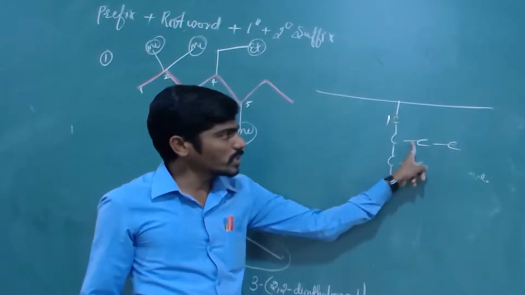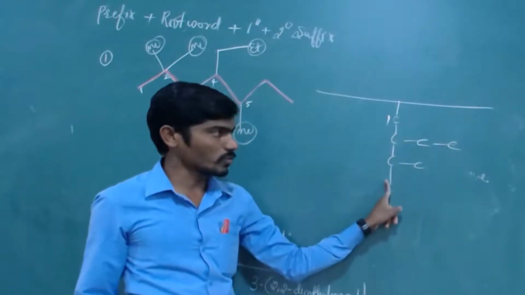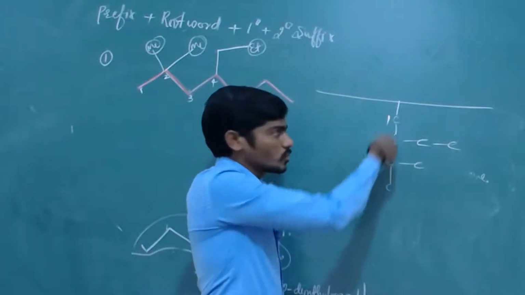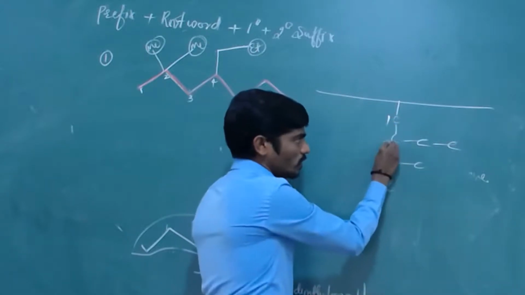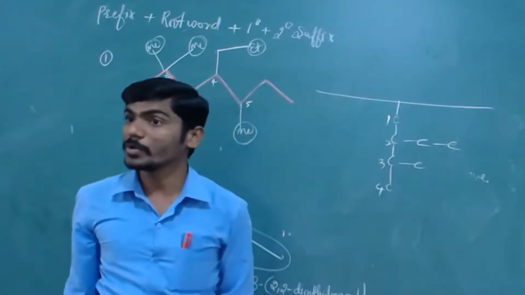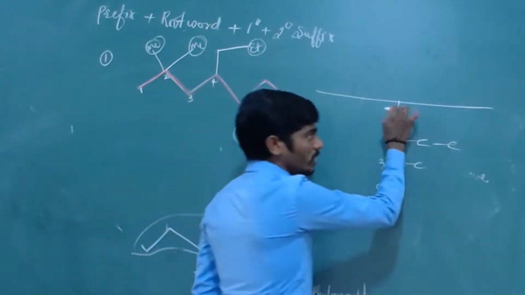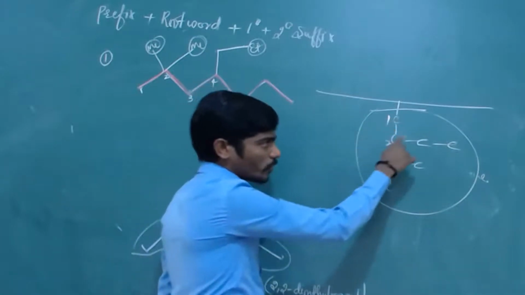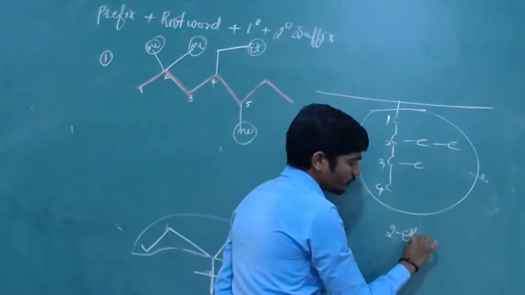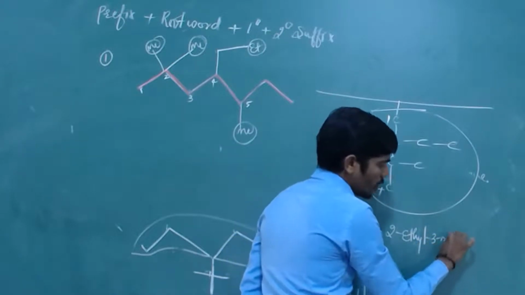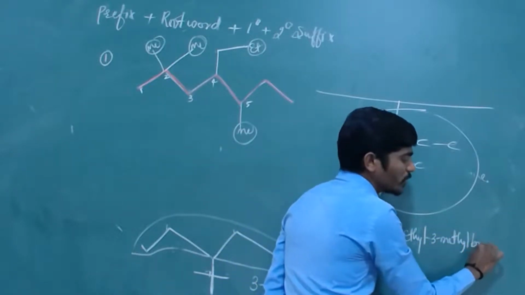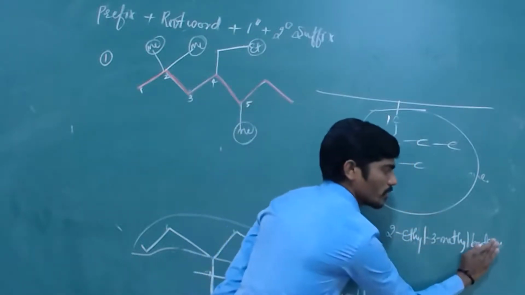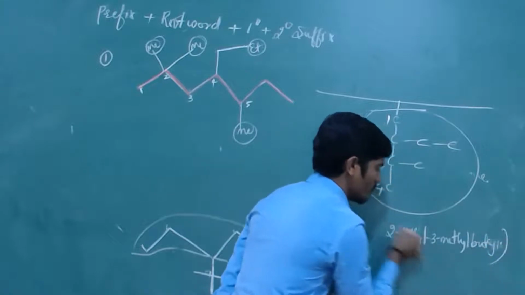So 1, 2, 3, 4, and 1, 2, 3, 4. If you select this as the parent chain, there is again one substituent. So I am selecting this as the parent chain. 1, 2, 3, 4, so it is butane. Write the name for this compound first. So it is butane, 2-ethyl, 3-methyl butane. Since this is a substituent, it becomes butyl in brackets.